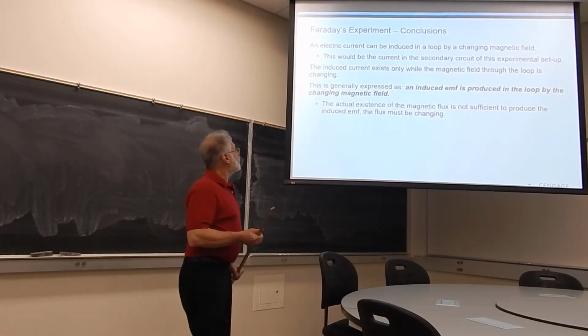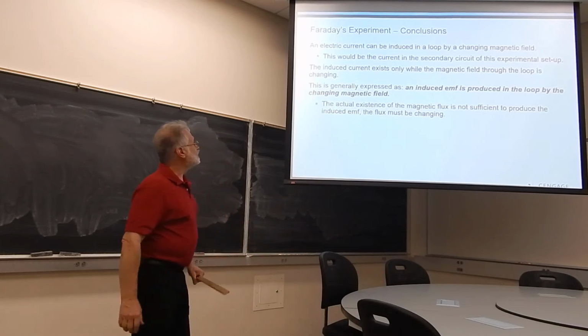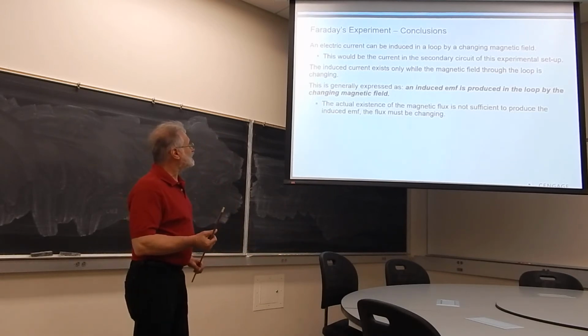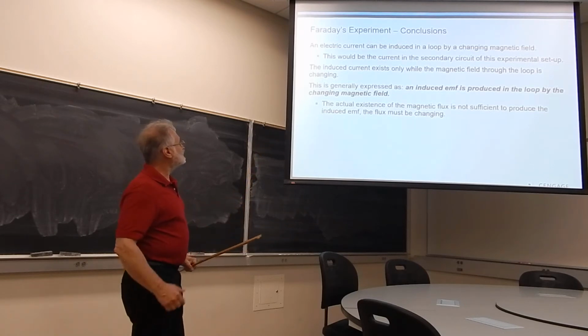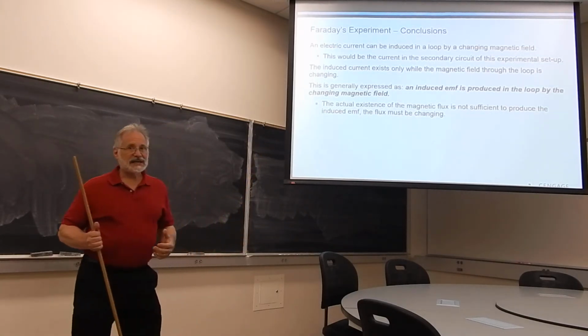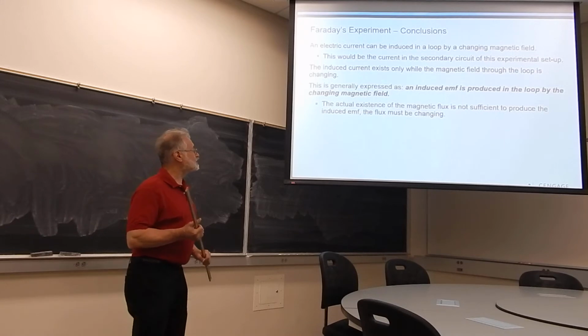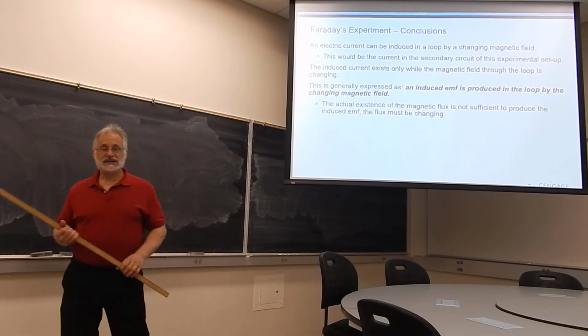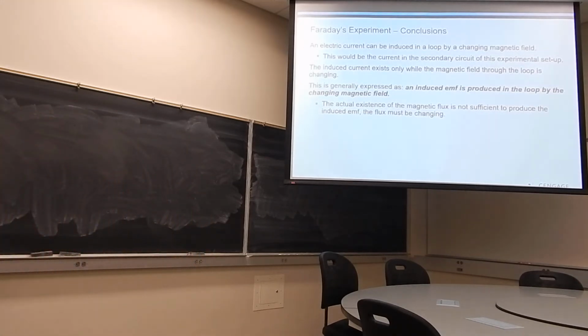And so what we say is that an induced EMF is produced in the secondary loop by a changing magnetic field. To be more precise, it's not just a changing magnetic field, but it's a changing magnetic flux. And we'll show some examples of that as well.